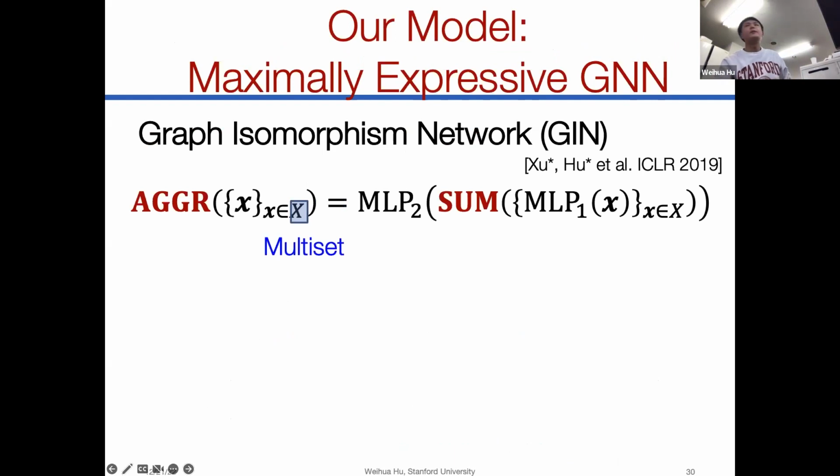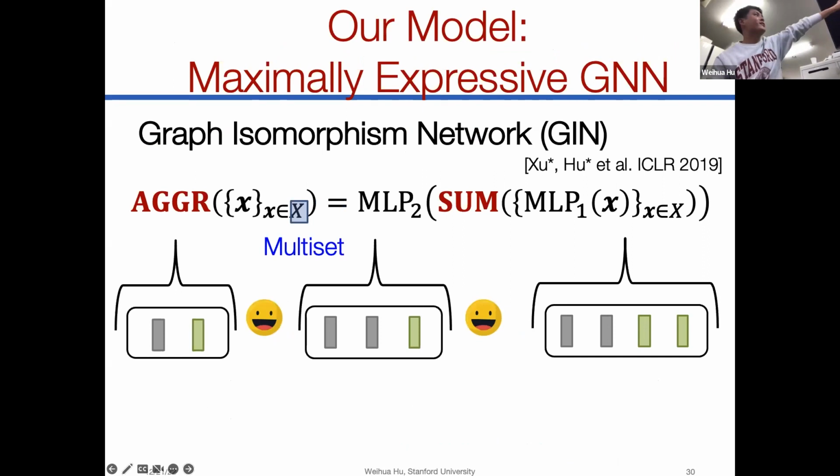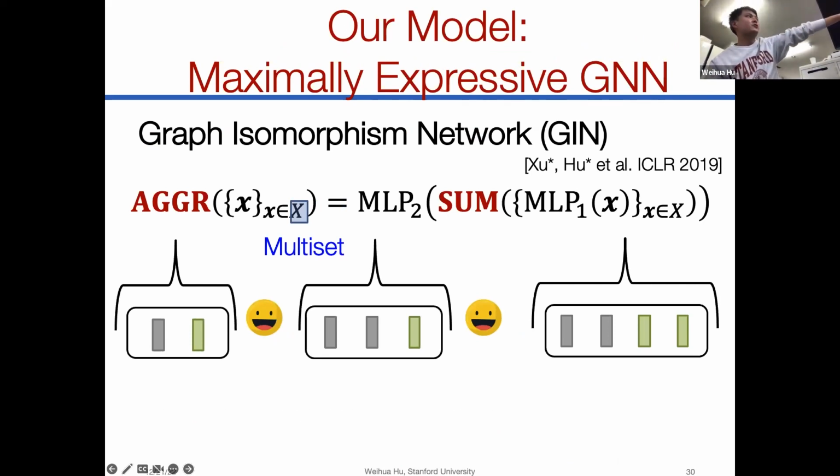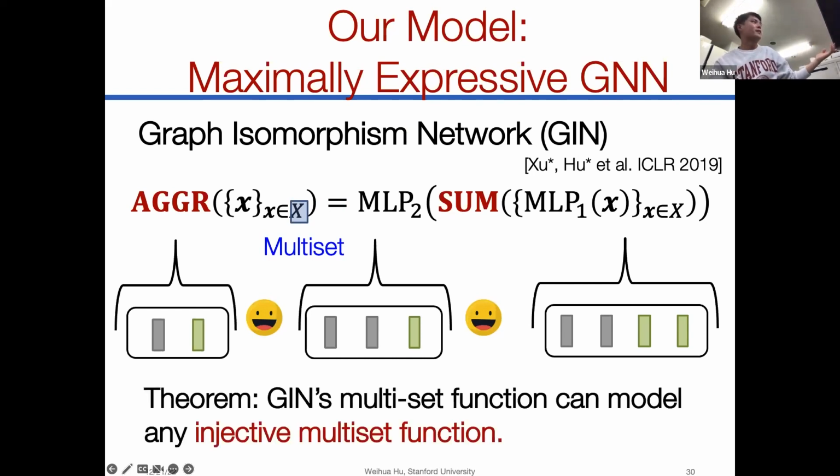Okay, so now I'm going to introduce our own model called Graph Isomorphism Test Network, a maximally powerful injective multi-set function. The architecture is we first apply some MLP, followed by some aggregation, and followed by another MLP. By using this sum aggregation, it doesn't suffer from the limitation of the max pooling and mean pooling that I just introduced before. And theoretically, we can show this multi-set function can model any injective multi-set function.